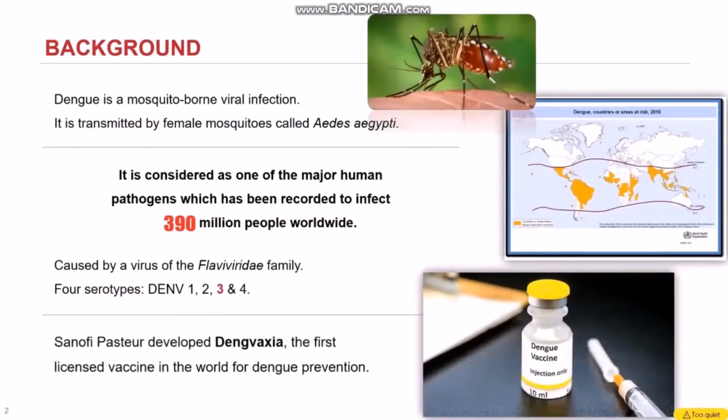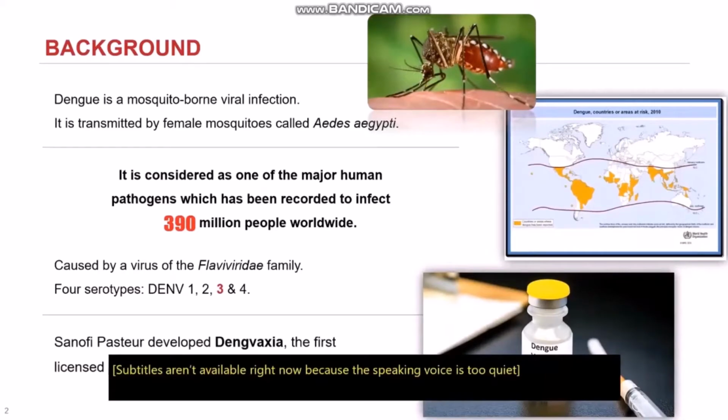Sanofi Pasteur developed Dengvaxia, which has been introduced in the market of many countries such as the Philippines and Mexico to be used in clinical practices. This is the first licensed vaccine in the world for dengue prevention. Aside from the licensed Dengvaxia, there are many vaccine candidates for dengue that are now in trials.